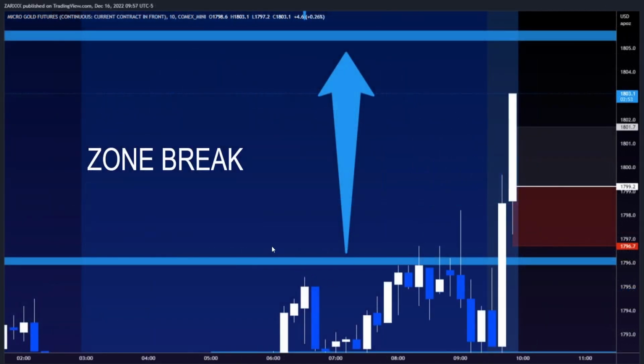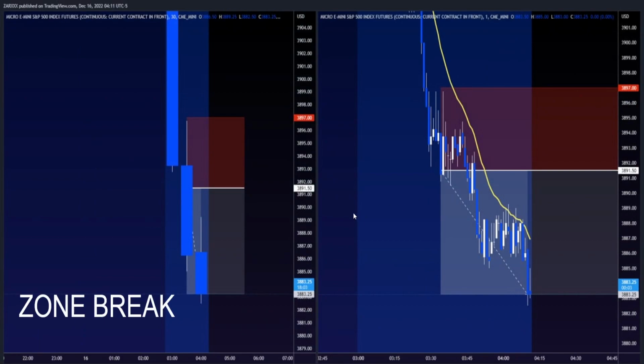The next example is also a zone break. Again, this one's a long trade this time, but a break and close. This is a 10-minute candle, break and close into a fresh zone, upper wick, a bottom wick on this next candle, and then a break above. This one looks like I got in a little bit late. Could be considered early if you would normally get in here, but you get the idea.